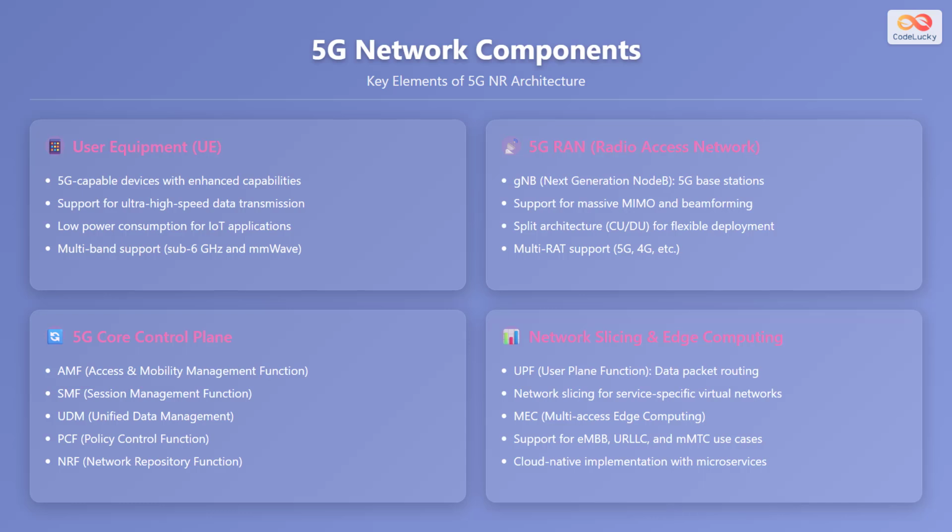Finally, there is network slicing and edge computing, which involves the User Plane Function, or UPF, that handles data packet routing. It uses network slicing for service-specific virtual networks, and supports multi-access edge computing, or MEC. It also supports enhanced mobile broadband, or eMBB, ultra-reliable low-latency communications, or URLLC, and massive machine-type communications, or mMTC use cases. It also features a cloud-native implementation with microservices.